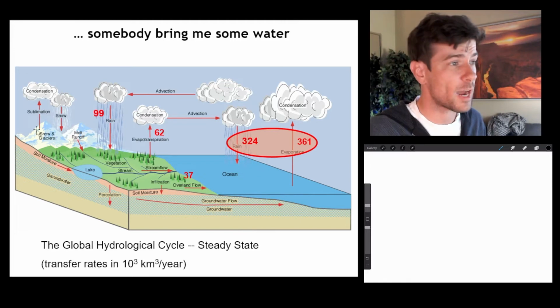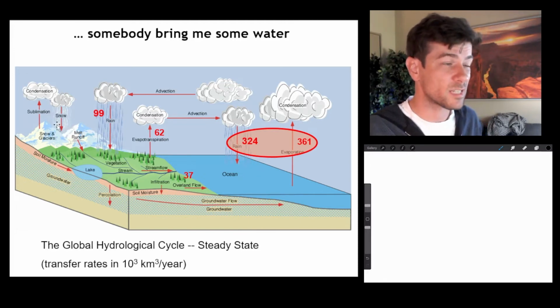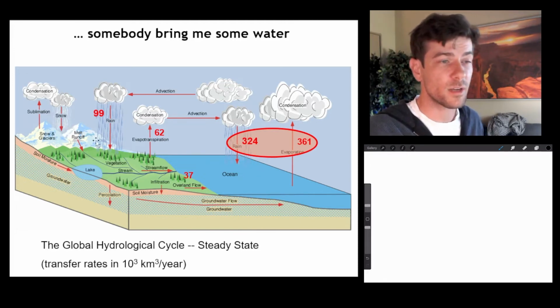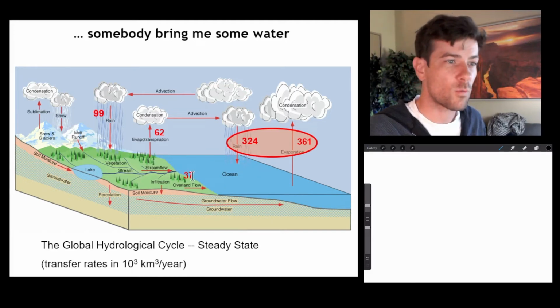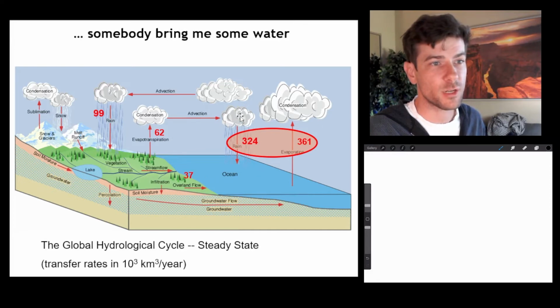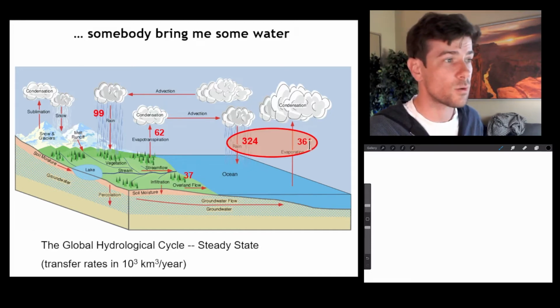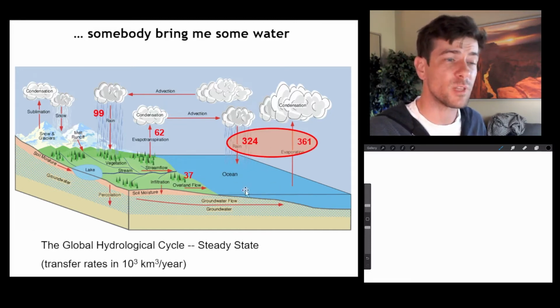Some of that snow can get trapped on land, and that would drive the system out of steady state. But as long as it's in steady state, which it is here, you have some amount of overland flow that's going to return water through streams and rivers back to the ocean. And so there's precipitation coming directly into the ocean, 324, and 37 flowing through streams and groundwater back into the ocean. 324 plus 37 is 361. So we're at steady state. That means the volume of the ocean is not going to change in this scenario, right?